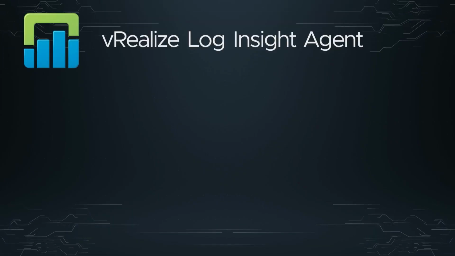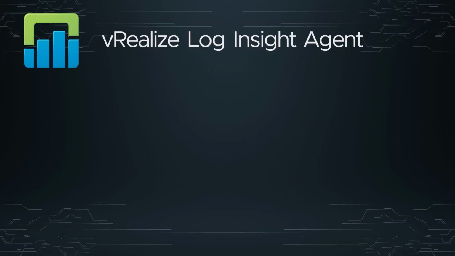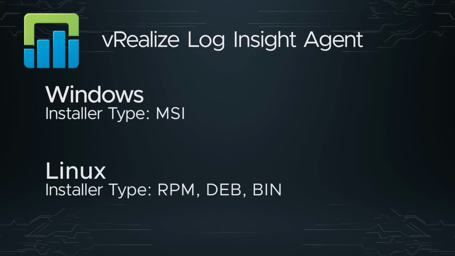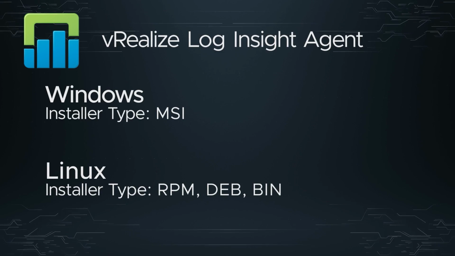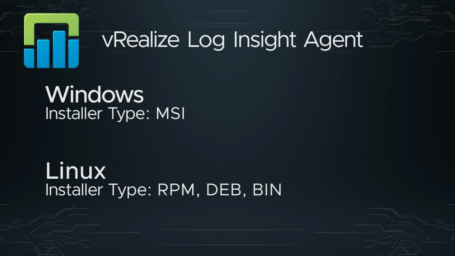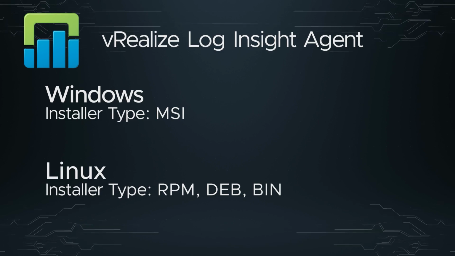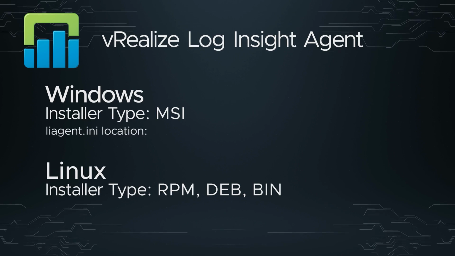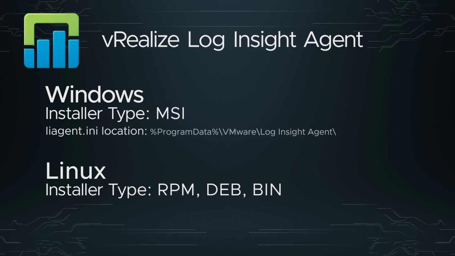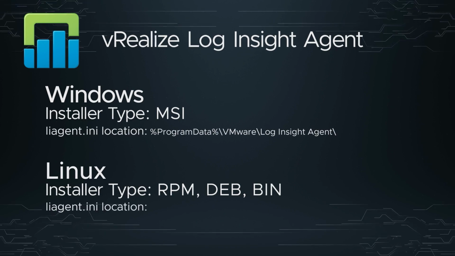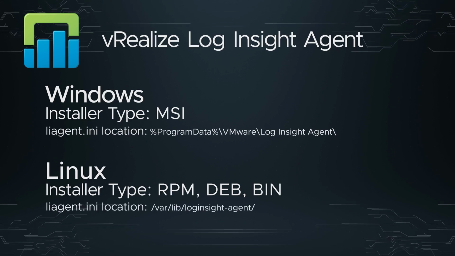The vRealize Log Insight agent comes in a variety of packages. There's a Windows MSI and Linux RPM, DEB, and binary formats. The agent can be downloaded directly from vRealize Log Insight or through My VMware. Once installed, there's a single configuration file called liagent.ini. On Windows, this file is located in Program Data, VMware, Log Insight Agent, and in Linux, you can find it in var lib loginsight-agent. More on this later.